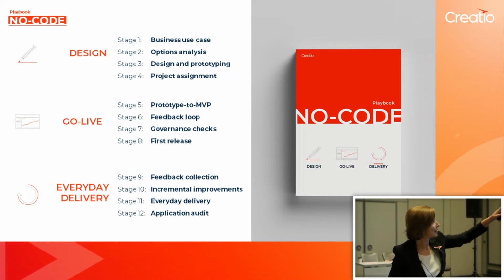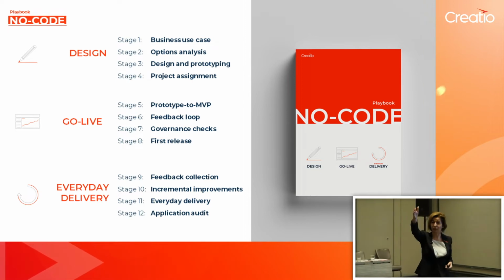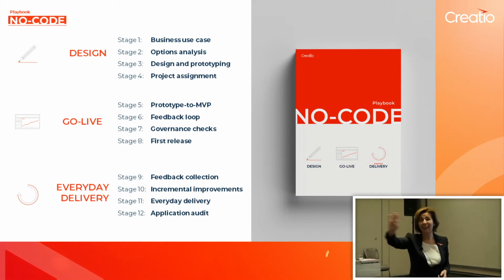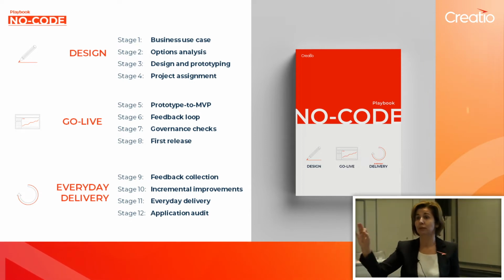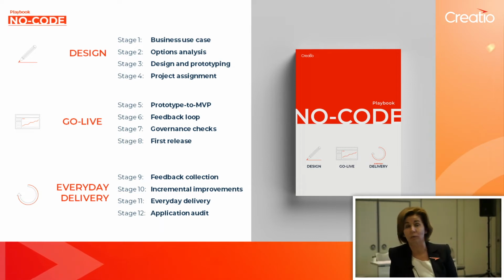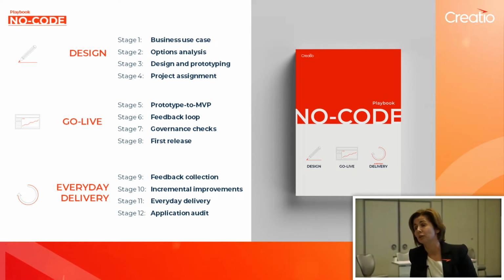100%. And when we say project assignment, stage number 4, that's exactly when we talk about the success criteria, the KPI. 100%. That's a must-have step. And thank you very much for adding this. We forgot to mention that that's an important step at the project assignment stage.